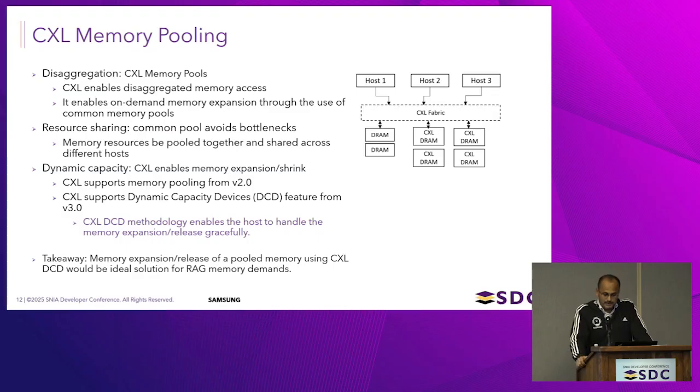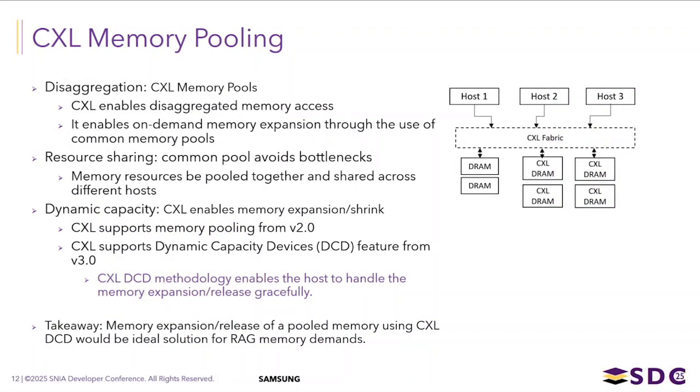Then comes the point of resource sharing. Some memory resources could be shared among different hosts, either at the same time or in a time-shared manner. Another key point is dynamic capacity management. With CXL, you can expand or shrink capacity neatly. CXL already supports memory pooling from version 2.0, so that sets the foundation for the basics of memory pooling. And now it supports dynamic capacity devices from version 3.0, which will support this memory expansion and release in a more graceful manner.